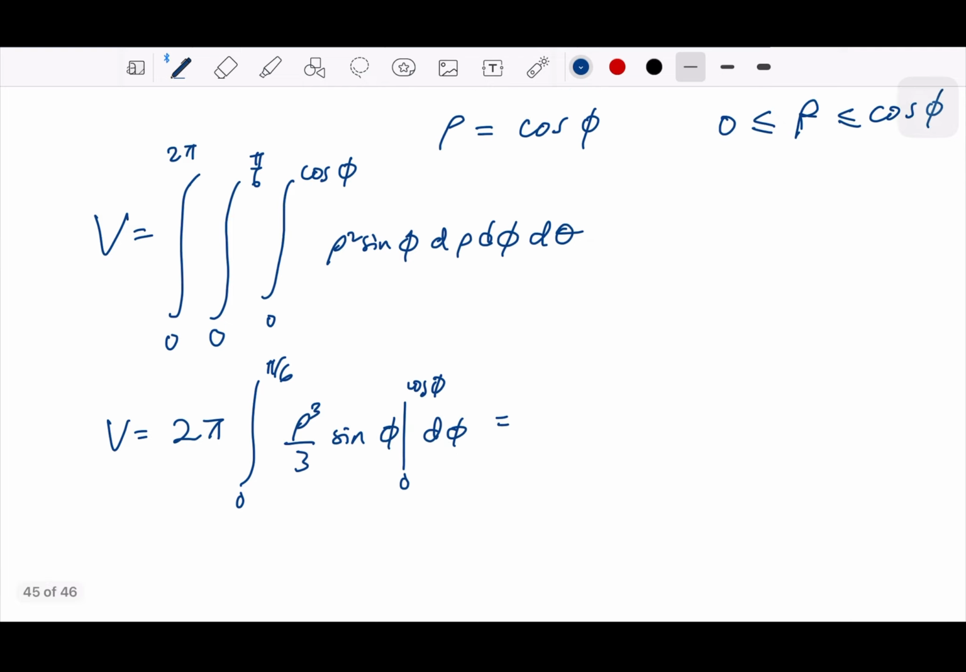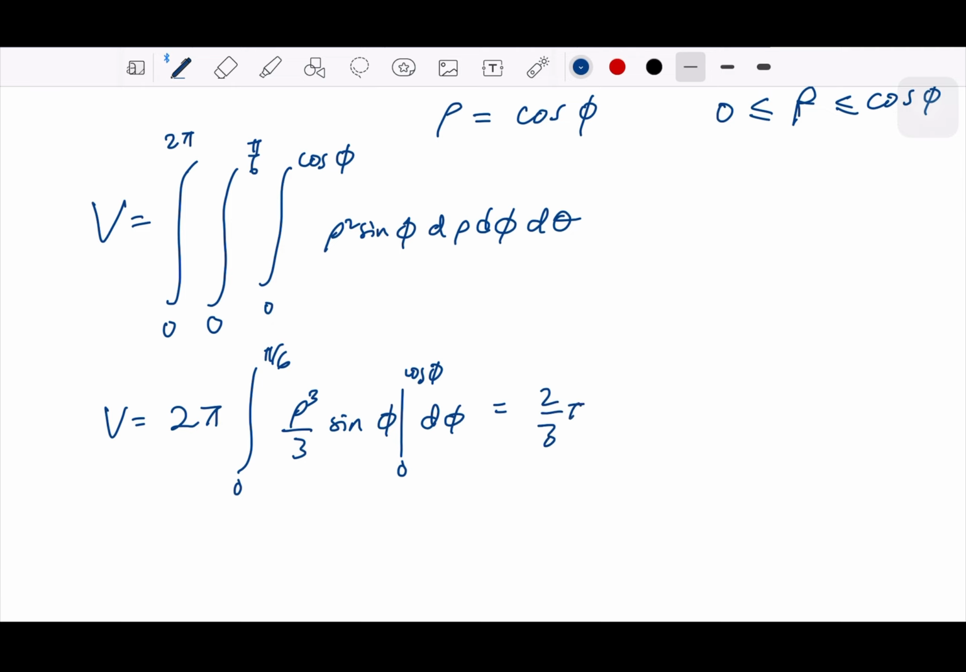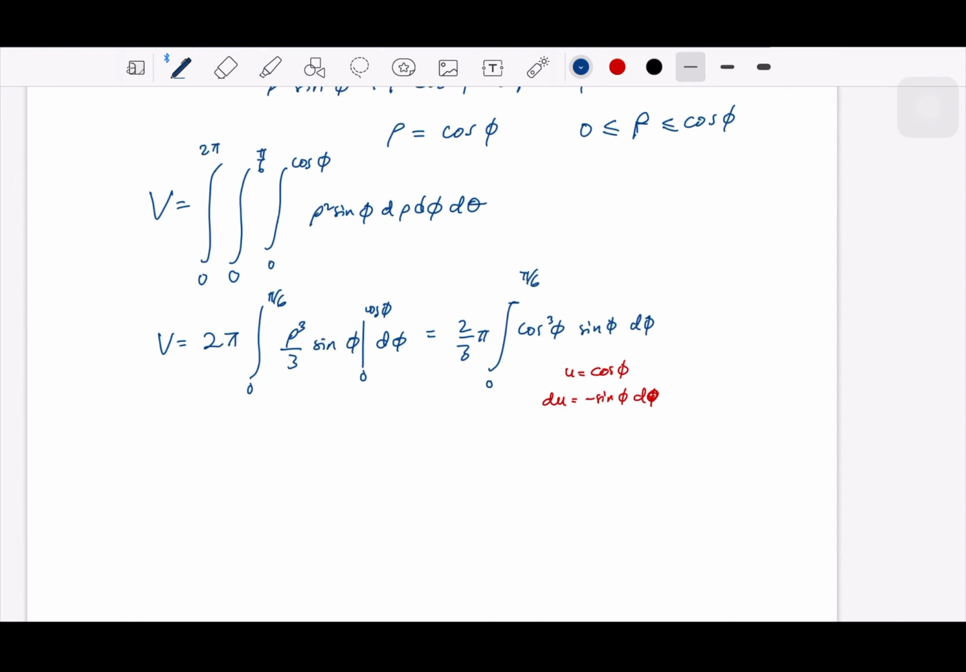And plug in the cos, so this will be 2 over 3 pi, or maybe let me just take the integral, and then cos cube minus 0, so this is sine phi. Take substitutions, so we will have a negative, okay.